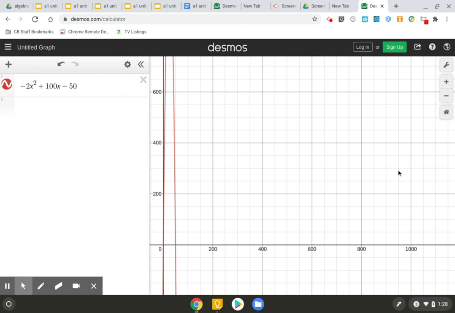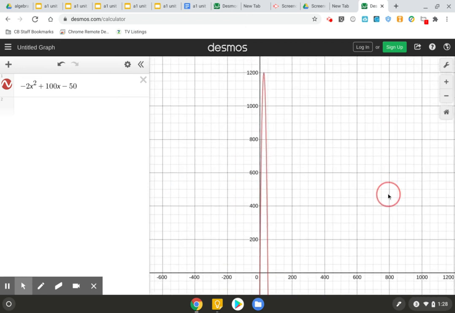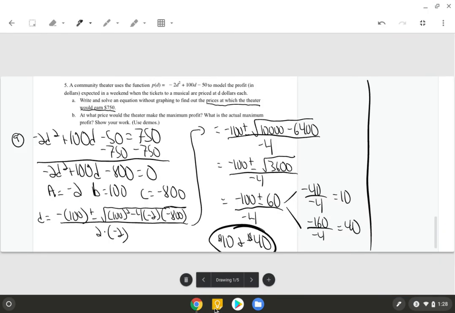Okay. So this one's a little harder to see, but eventually we can see the maximum here, which is right there. And if you hover your mouse on it on Desmos, you can see it. So they want to know at what price would the theater make its maximum profit. The price would be $25 per ticket.